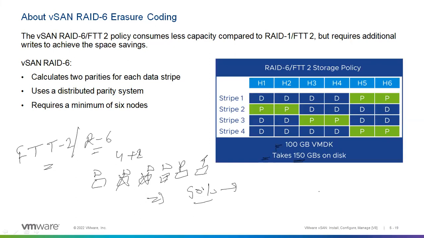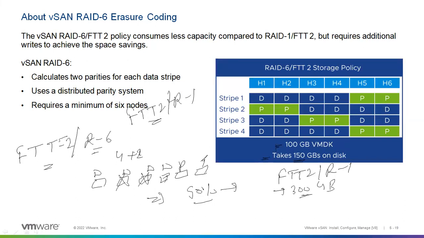And if we directly compare with FTT2 RAID 1, how much will it take? When I write 100 GB of data in FTT2 RAID 1, how much does it take? 300, sir. 300. Absolutely.